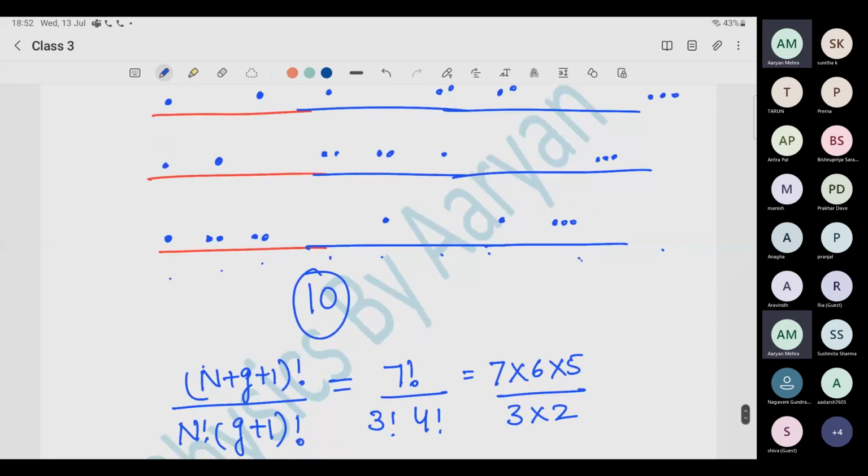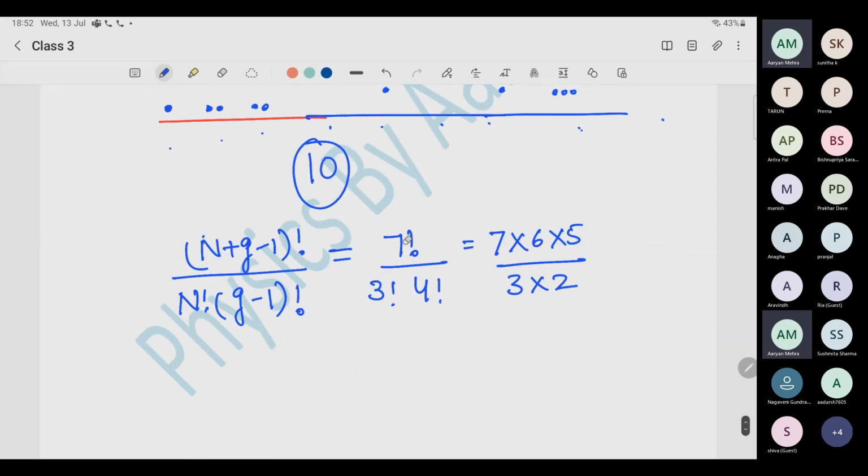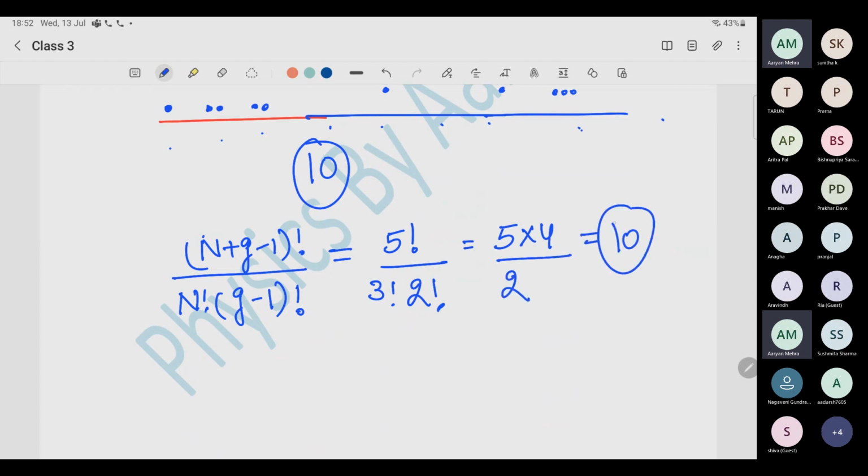Okay, so the formula actually is n plus g minus 1 and g minus 1. So this is what we were doing wrong. So now we'll do it. It is 5 factorial and it is 2 factorial. So now let's do it. 5 into 4 into 2. So it gives me 10. Understood? This is the formula, not plus, it was minus. If you put in the values, you will get the same answer. N is 3, G is 3, so 3 plus 3 is 6, minus 1 is 5 factorial, N is 3, so 3 factorial, and g minus 1 is 2, so you get the answer 10.